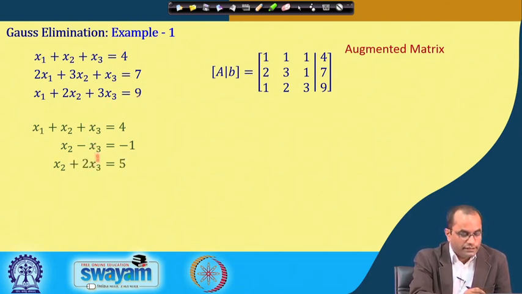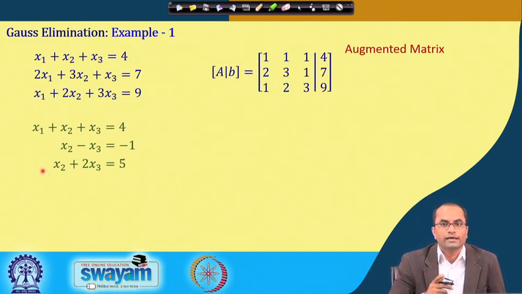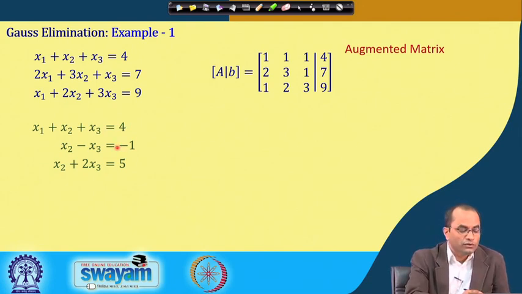So, we will get simply here x2. So, 2x2 minus x2, 3x3 minus x3, that is 2x3, and 9 minus 4, that is 5. So, we have a new system here where we have eliminated the variable x1 from equation number 2 and equation number 3, and we will continue this process now from equation number 2 and equation number 3.